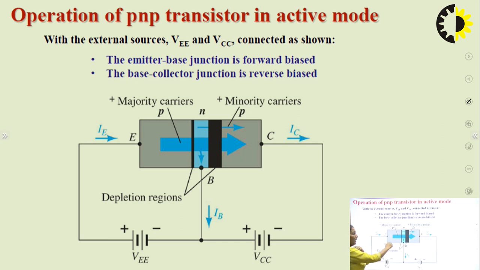Here we can see that due to the emitter base junction forward bias, the depletion region gets reduced, and due to the collector base junction reverse bias, all the majority charge carriers get attracted by this negative terminal. So the depletion region will widen, and this negative terminal also pushes the minority charge carriers towards the junction, so current flows due to the minority charge carriers. Two things are happening: the widening of the depletion region as well as the current due to the minority charge carriers.